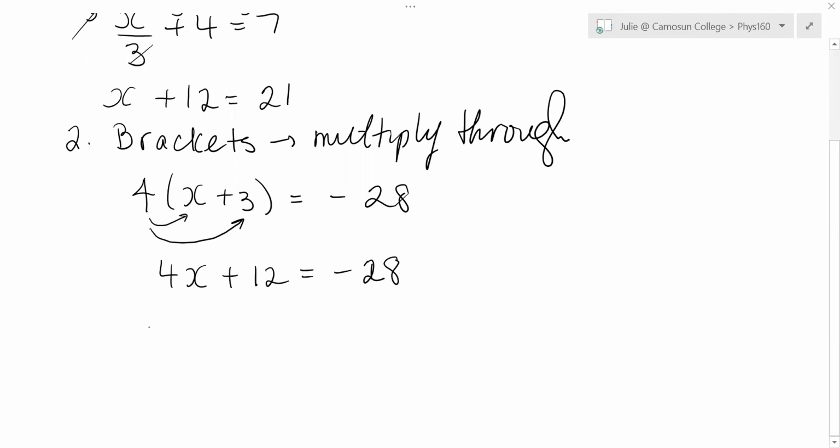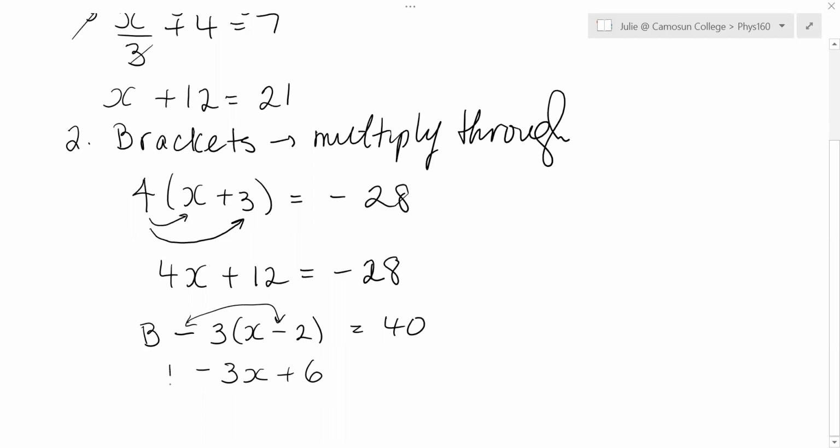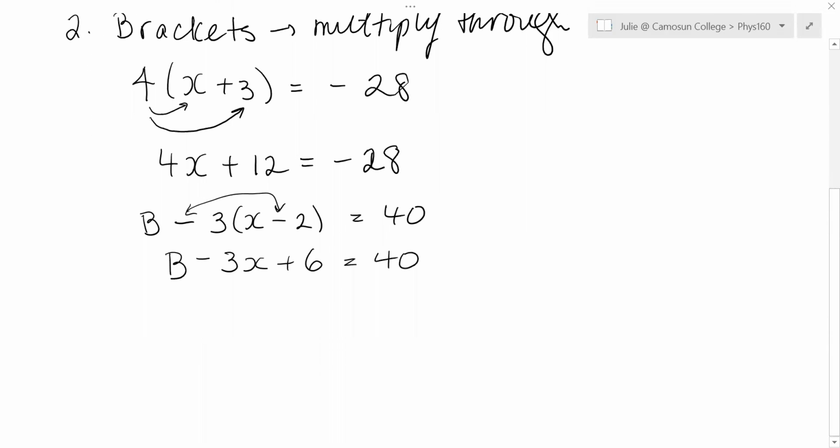So if you had something like b minus 3 times x minus 2 equals 40. Remember, you take the negative 3 times the x, so you have negative 3x. Then it's negative 3 times negative 2. That would be plus 6. So it would be b minus 3x plus 6 is 40. Okay, so be careful of those negatives out front. You have to take the negative into the brackets.